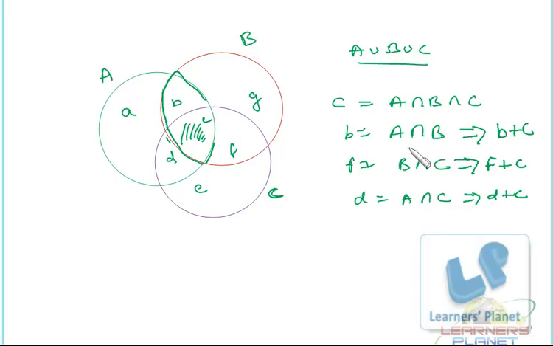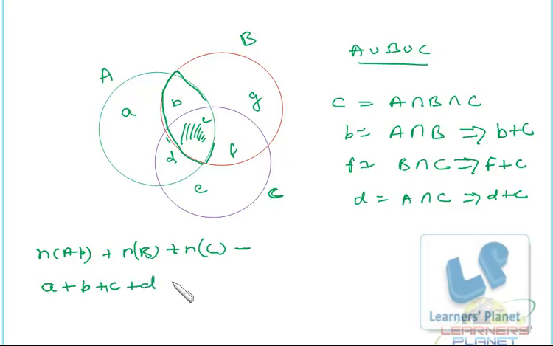So what is happening if you add all three, that is A intersection B, B intersection C and A intersection C? You are getting C 3 times, right? So I try to elaborate the formula: the number of elements in A plus the number of elements in B plus the number of elements in C, right? These are the total numbers of elements. The number of elements in A, that means this entire circle, is A plus B plus C plus D. The number of elements in B is C plus B plus F plus G. The number of elements in C is D plus C plus F plus E, right?